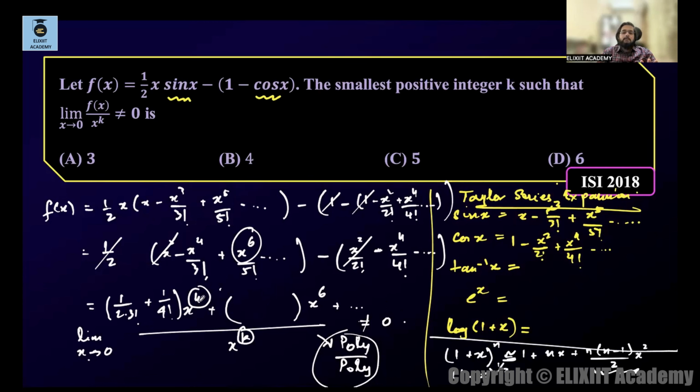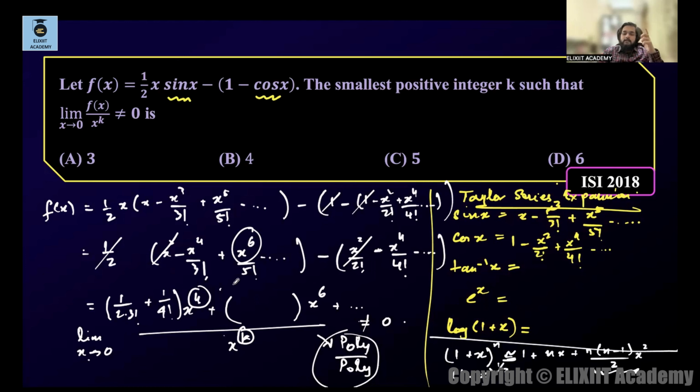For polynomial by polynomial, what was the answer? The coefficient of the highest degree divided by the coefficient of the highest degree in the denominator. That's what used to be the answer. One short trick I have taught in the chapter of limits, polynomial by polynomial format, for the answer to be a non-zero quantity.